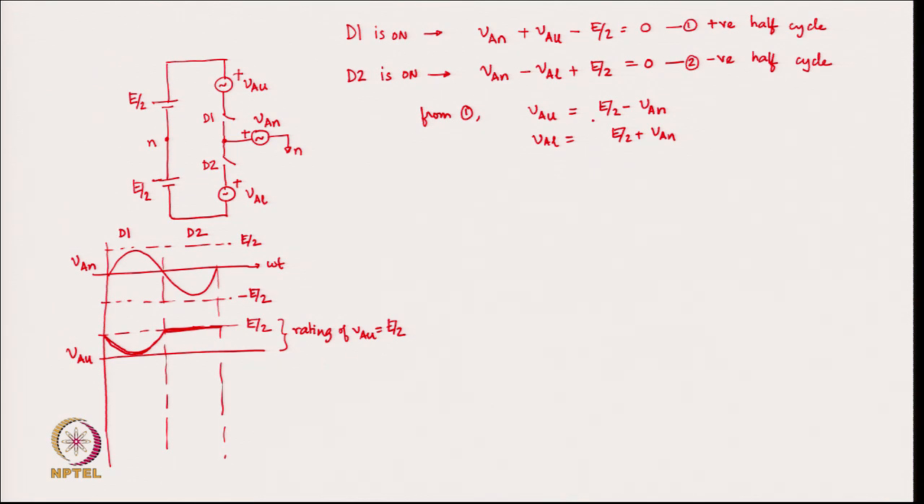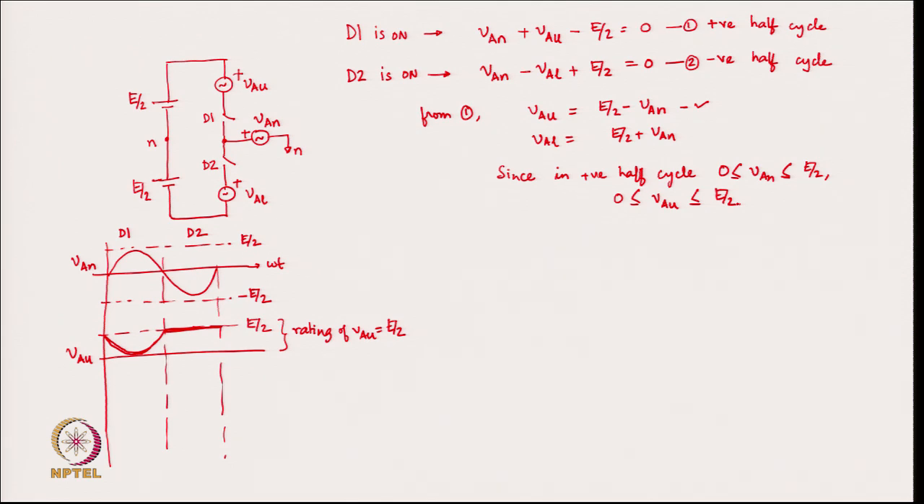Okay. Now, looking into this equation once more, we can also say that the rating of VAU is limited because in the positive half cycle, 0 is less than or equal to VAN, which is less than or equal to E by 2. So, therefore, we can say that 0 is less than or equal to VAU, which is less than or equal to E by 2.